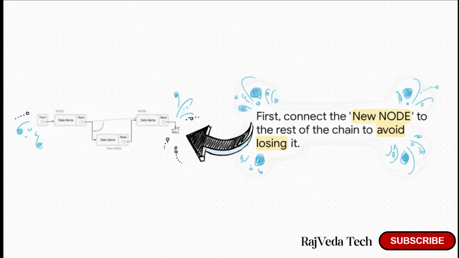So, why do we do this first? Think about it. The only thing that knows where that second node lives is the first node's next pointer. If we broke that link before making this new one, the entire rest of the list would just be lost, floating in memory forever. So we secure the back half of the chain first.